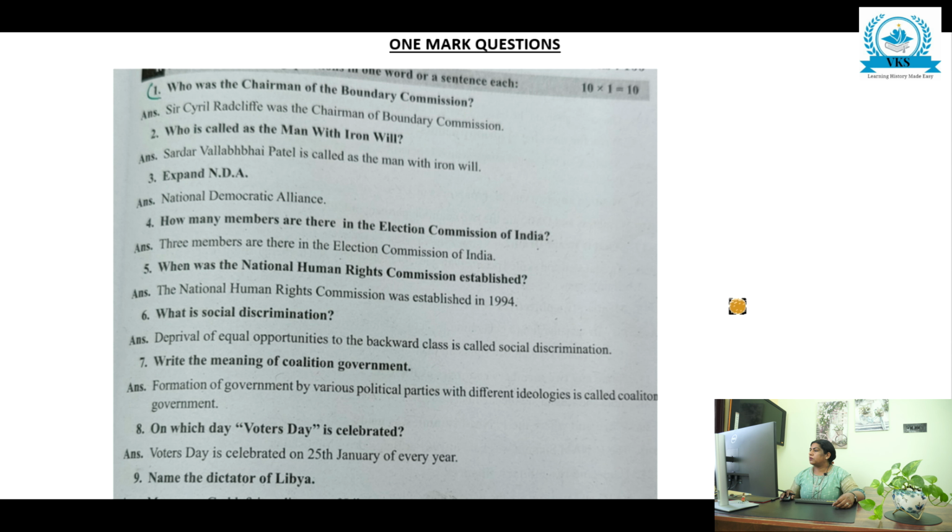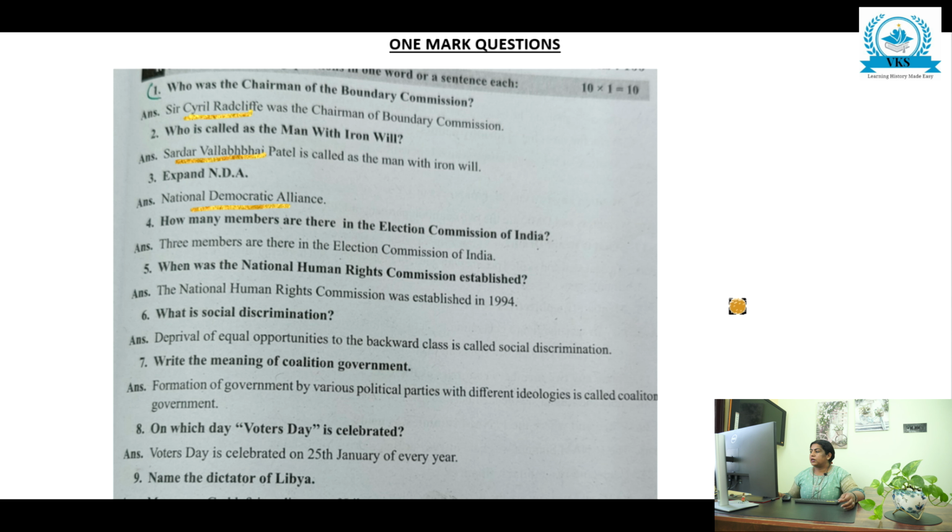So some of the 1 mark important questions. I have taken this from different question papers, so please do revise it. Who was the chairman of the Boundary Commission? Answer is Sir Cyril Ratcliffe. Who is called as a man with iron will, that is Iron Man of India? Sardar Vallabhbhai Patel. Expand NDA, National Democratic Alliance.